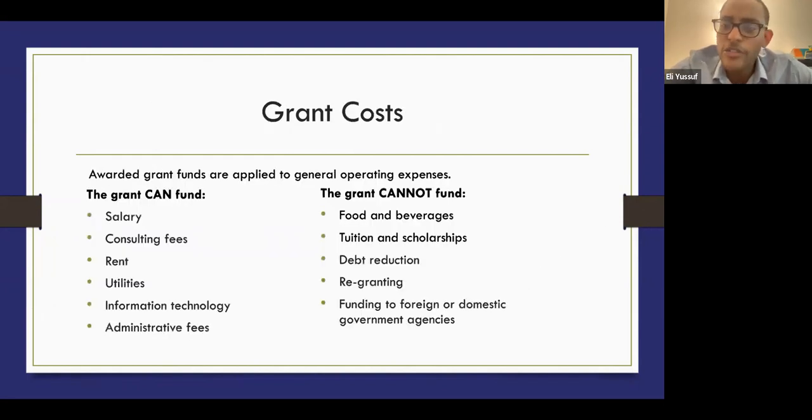So for grant costs, what's allowed and what's not allowed: this grant goes towards general operating expenses, so we're fairly broad in terms of what can be allowed: salary, consulting fees, rent, utilities, information technology. The grant cannot fund things like food and beverages, tuition and scholarships, debt reduction, regranting, and funding to government agencies. But again, that's pretty much the extent of what cannot be funded. This is a general operating expense grant, so really anything that can help achieve the goals set forth by your organization.